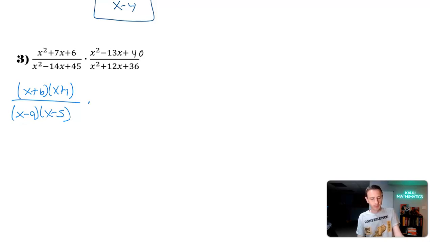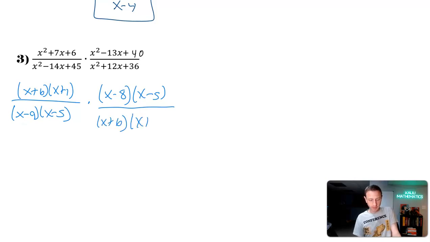And then top right, x squared minus 13x plus 40. Two numbers that multiply to positive 40, add up to negative 13. That's kind of an interesting one. That's going to be 8 and 5. I had to think about this. So x minus 8, x minus 5. Because negative 8 times negative 5 is positive 40. Negative 8 plus negative 5 is negative 13. Okay, checks out. And then two numbers that multiply to 36, add up to 12. That's going to be x plus 6 and x plus 6. 6 times 6 is 36. 6 plus 6 is 12.